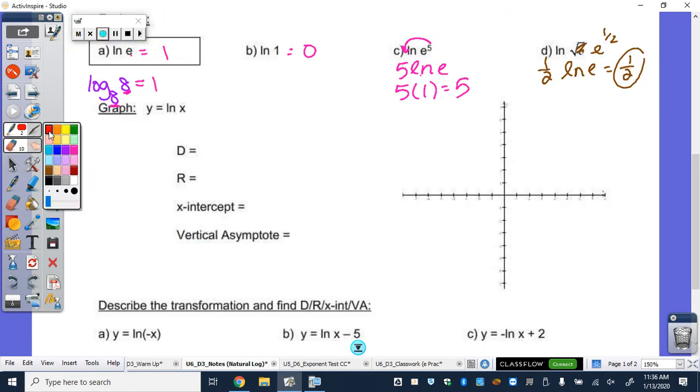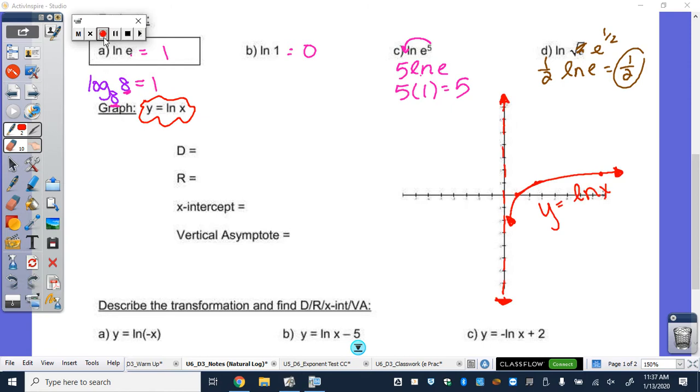Type under your y equals the ln of x. Get yourself the graph. Let's see what it looks like. Start looking at it. So you should have a graph that looks very similar to mine. Definitely need to be drawing in those vertical asymptotes also, just like we would for our log graphs. It looks like a log graph because it is still a log, even though it's using ln instead of that word log there.